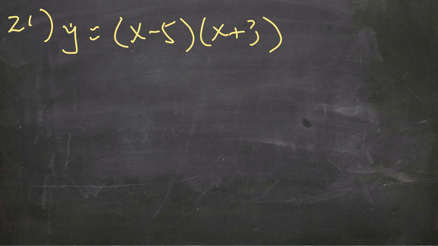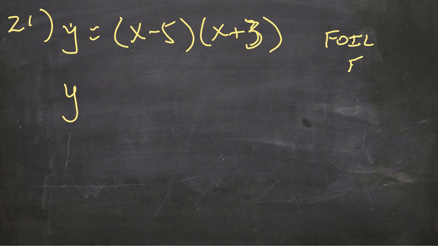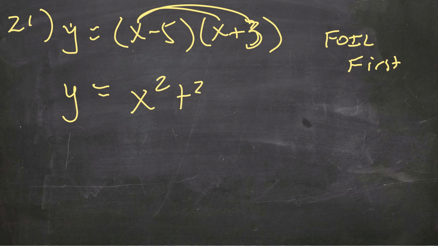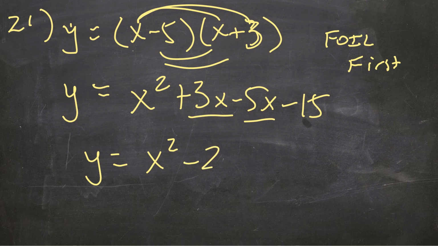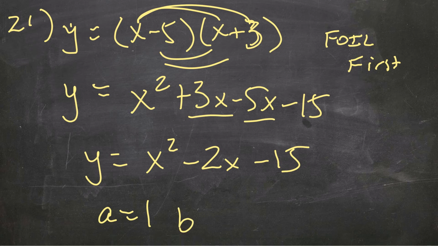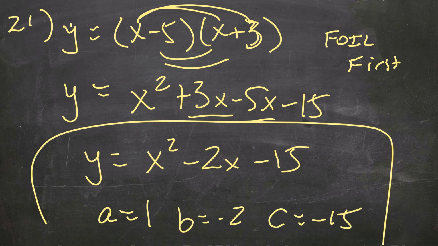Alright, y equals x minus 5 times x plus 3. I just have to FOIL first. X times x is x squared. X times 3 is plus 3x. Minus 5 times x is minus 5x. Minus 5 times 3 is minus 15. Y equals x squared. I combine the like terms to get minus 2x, minus 15. A is 1. B is negative 2. C is negative 15. Done.